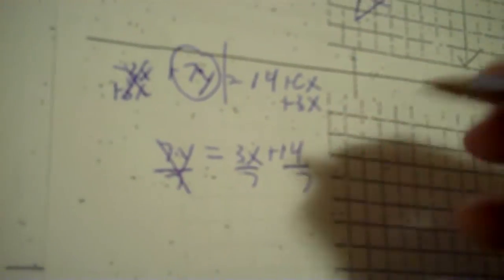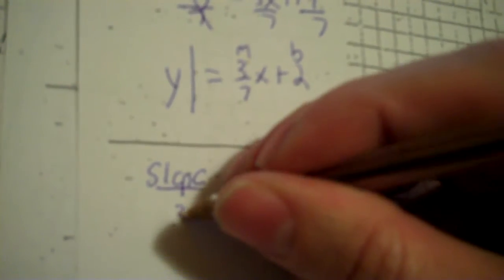Now I divide every single one of these by 7, so then I can cross those out, and now the y is by itself. Okay. 3 divided by 7 is a decimal, so you keep that as a fraction exactly as it is. 14 divided by 7 is 2. So you got your m and your b now. Y equals mx plus b. Okay, so the slope is 3/7. The y-intercept's plus 2.